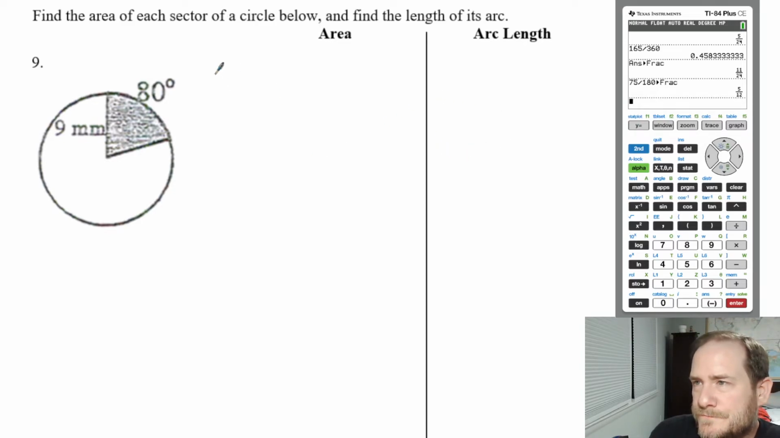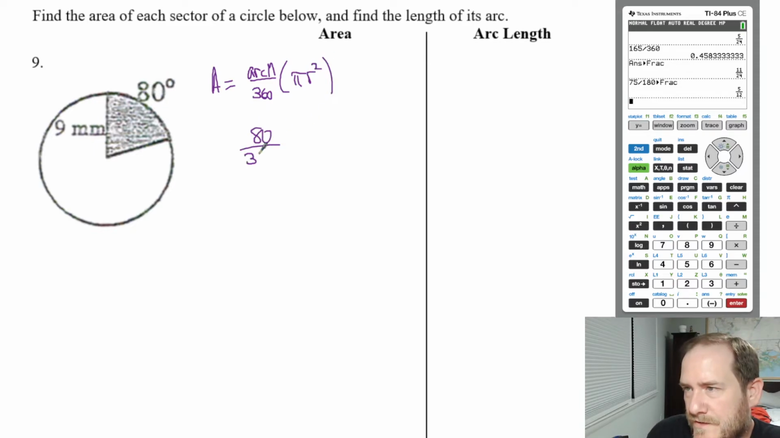So to find the area, your area is going to be arc measure over 360 times pi r squared, which means we're doing 80 over 360 times pi times 9 squared. Which means, if I start reducing, I'm going to have 8 over 36, which is divisible by 4, so I get 2 over 9. And that's getting multiplied by 81 pi.